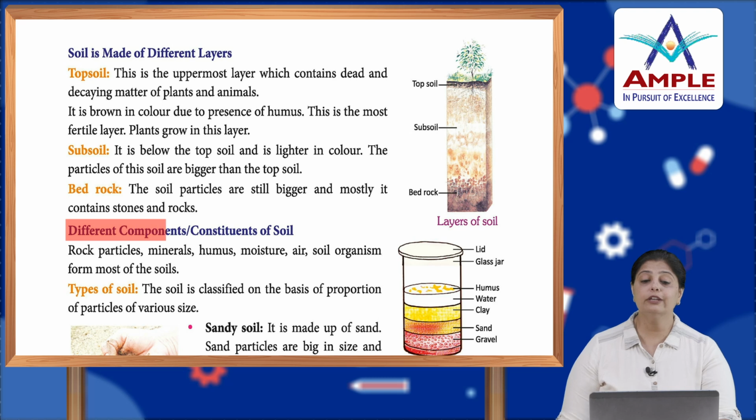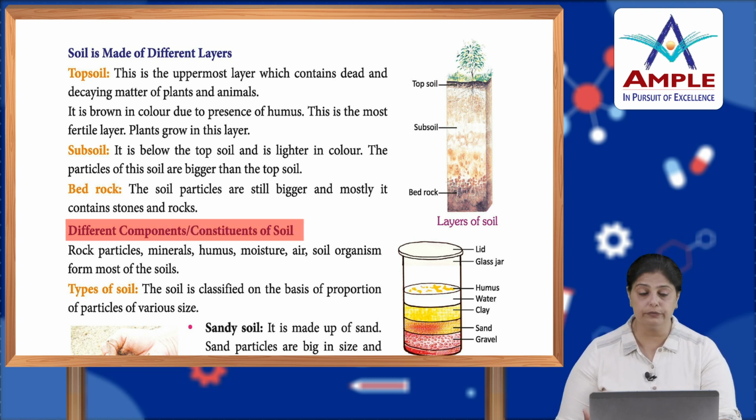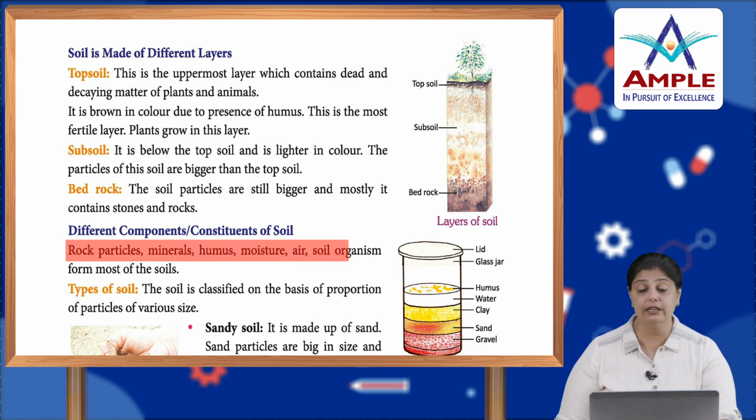Now, what are the different components or constituents of soil? What is soil made up of? Rock particles, minerals, humus, moisture, air, and soil organisms. The soil organisms form most of the soil.